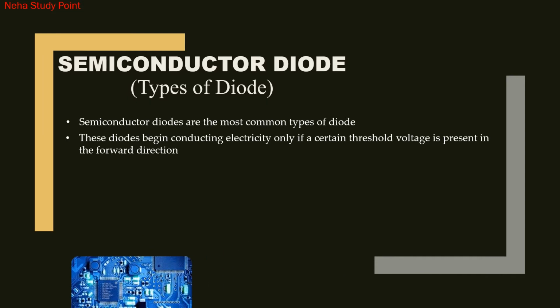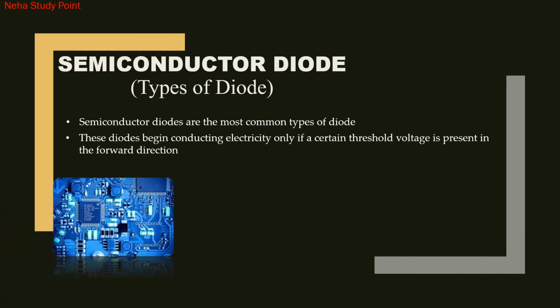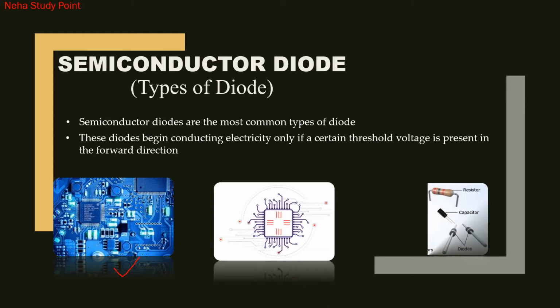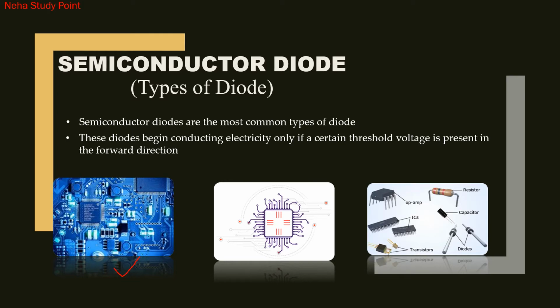This is some basic figure of a semiconductor. As you see, this one and this one. This is the basic diagram of a semiconductor. This is also a very important type of diode.